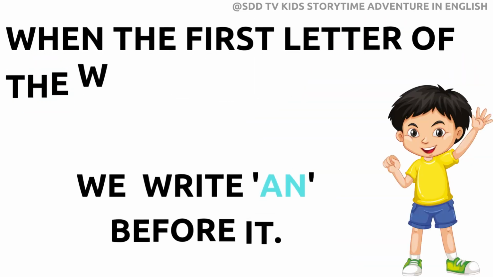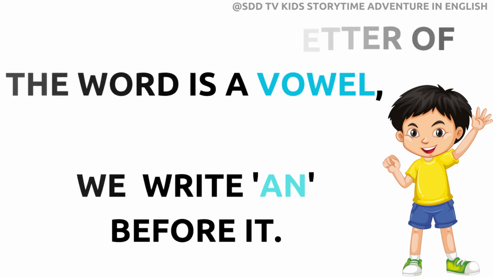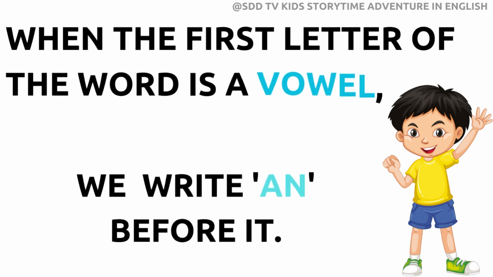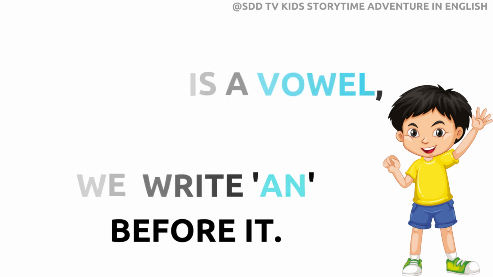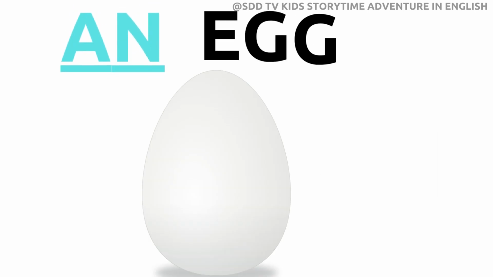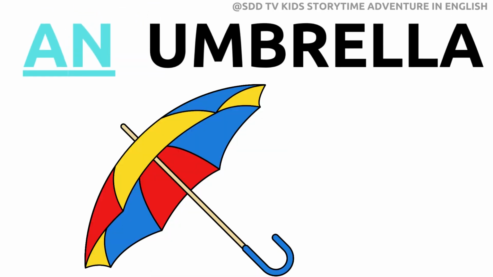When the first letter of the word is a vowel, we write an before it. For example, an apple, an egg, an umbrella.